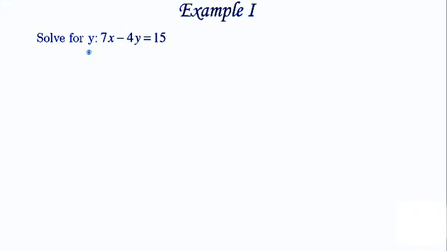And then a similar example asks you to solve for y when given the equation 7x minus 4y equals 15. The first thing that I need to do is move the term I'm solving for to the left side. And I see that there's only one term containing y, and it's already on the left side, so that's done for me. The second thing I'm going to do is move all the other terms to the right side of the equation. So I need to move 7x to the right side. I'm going to do that by subtracting both sides by 7x.